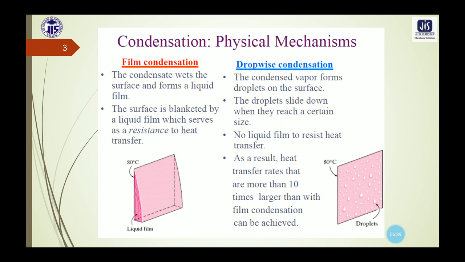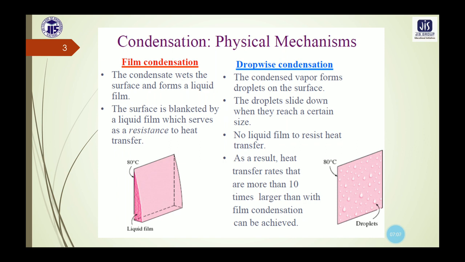But what happens in case of this dropwise condensation? The droplets slide down when they reach a certain size, and that's why no liquid film is there, because there are droplets, and so no liquid film, and that's why there is no resistance to the heat transfer.